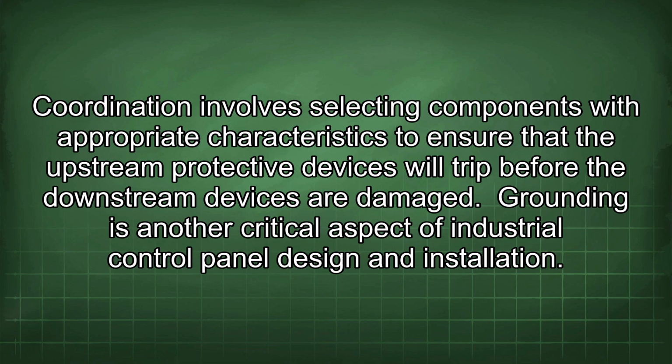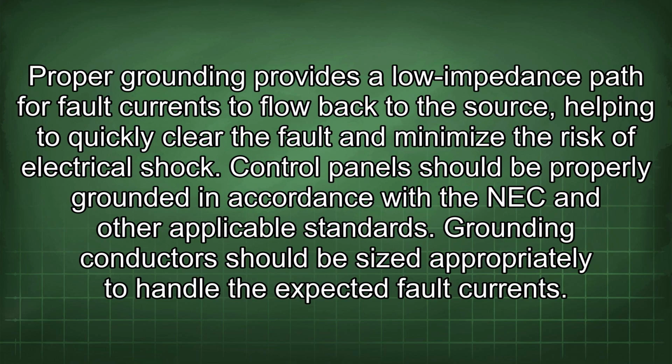Grounding is another critical aspect of industrial control panel design and installation. Proper grounding provides a lower impedance path for fault currents to flow back to the source, helping to quickly clear the fault and minimize the risk of electrical shock.